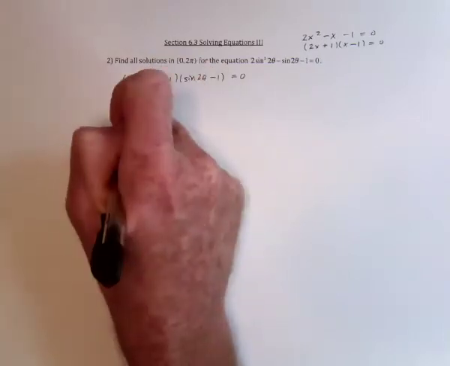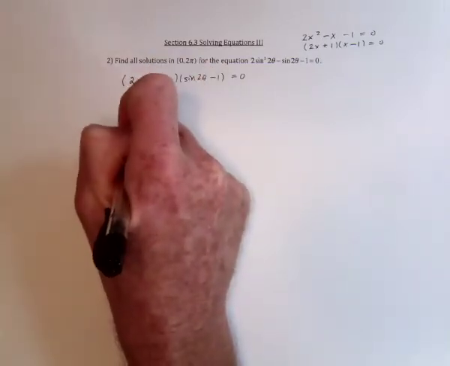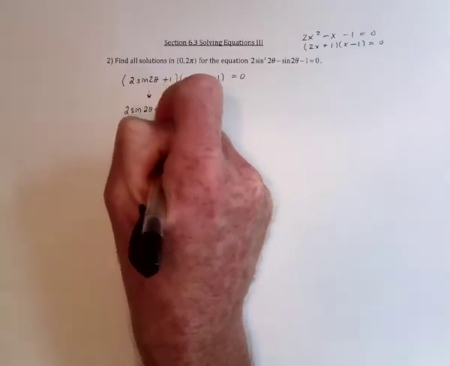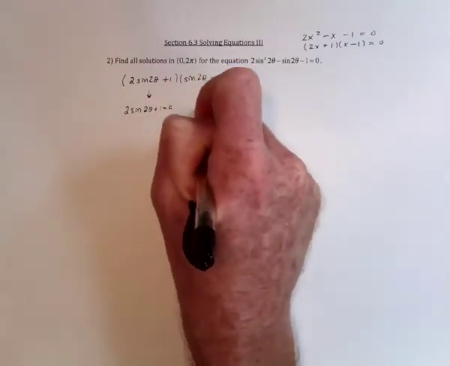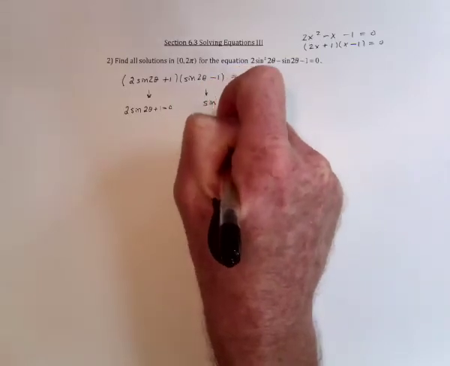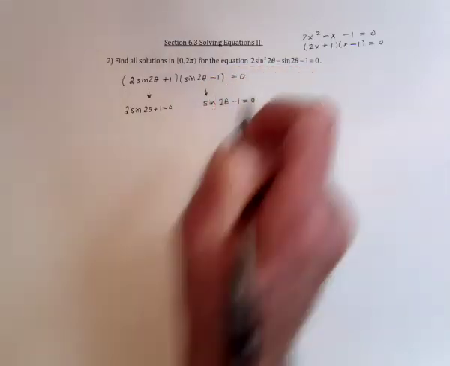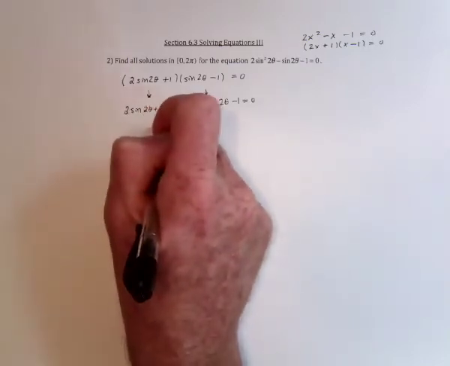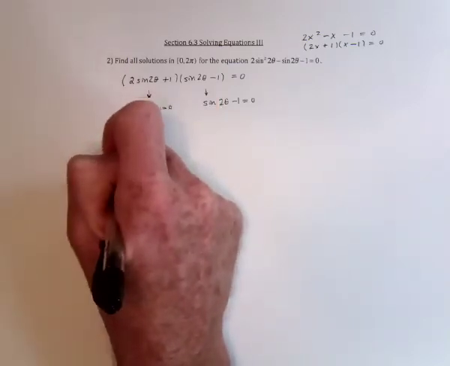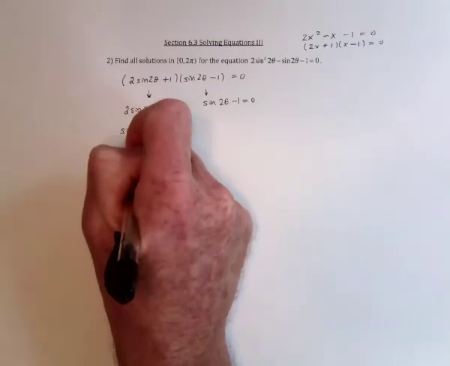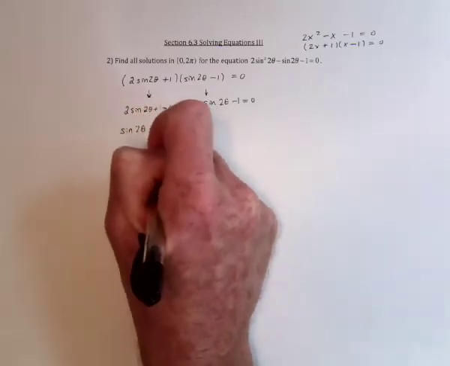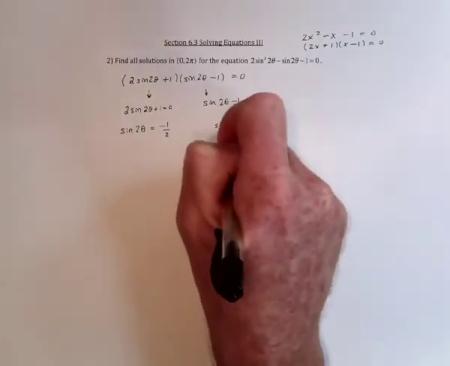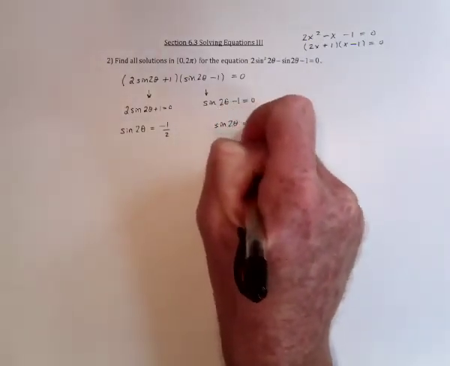So this one is going to be 2 sine of 2 theta plus 1 is equal to 0. Sine of 2 theta minus 1 is equal to 0. And so in here, subtract 1, it'll be negative 1, and then divide by 2. So sine of 2 theta is going to be negative 1 divided by 2. And with this one, it's going to be sine of 2 theta equals 1.